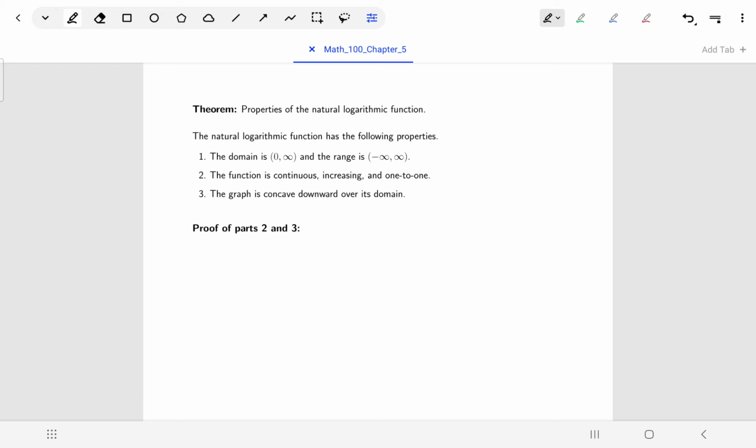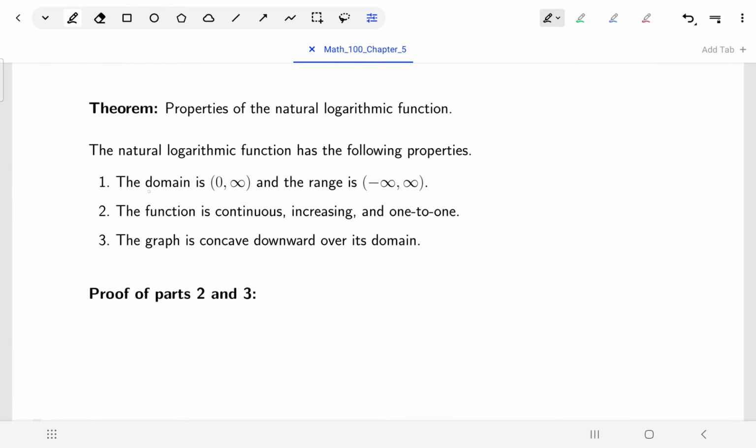The domain part is a pretty easy one. We have our definite integral from 1 to x of 1 over t dt, and 1 over t is discontinuous at 0. So if we are starting our definite integral at 1, we can't go to the left of 0 because that would cross over our discontinuity. So whatever x is, it needs to be to the right of 0. And that's a good enough explanation for the domain.